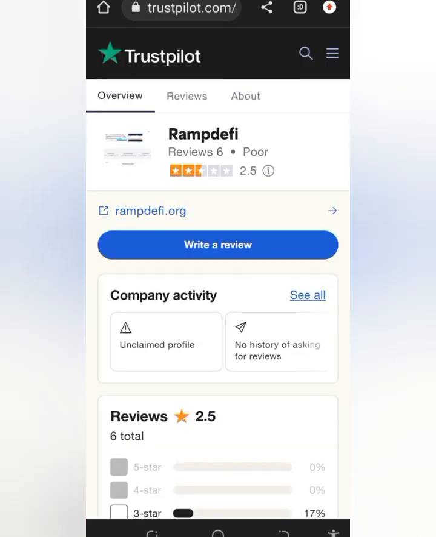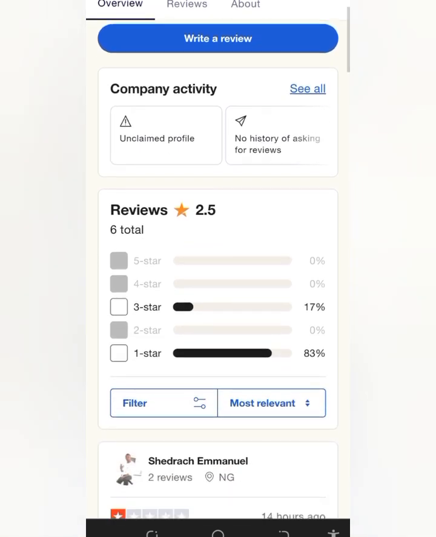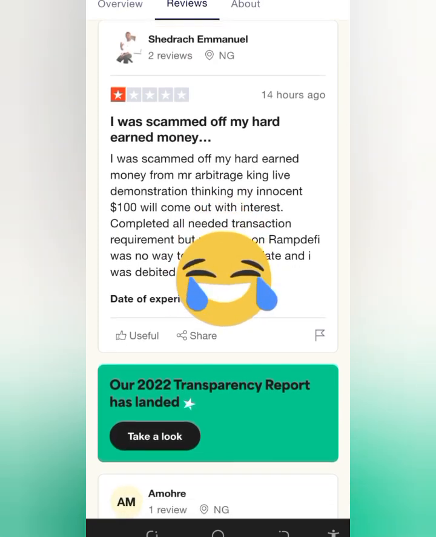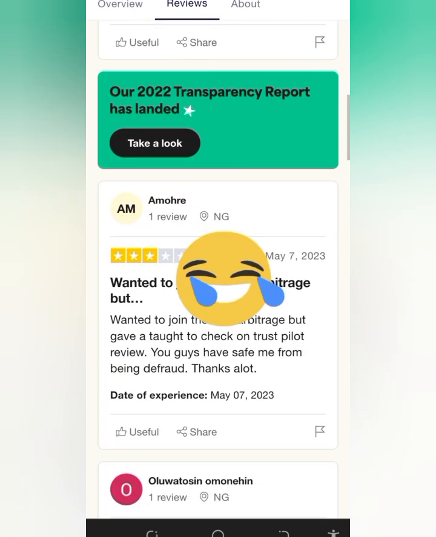Wow. They said it's poor. Rampdefi.org, they say it's poor. Wow. I was scammed of my hard-earned money. Oh my gosh. Wanted to join the said arbitrage bot. Gave a thought to check on Trustpilot review. You guys have saved me from being defrauded.